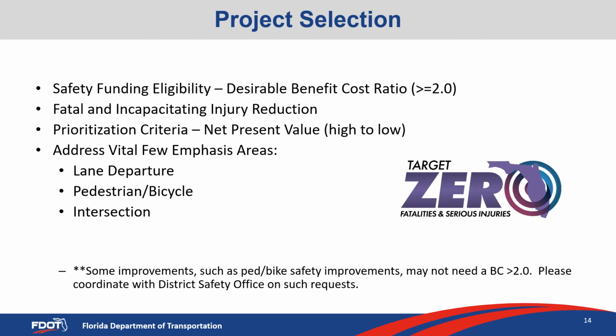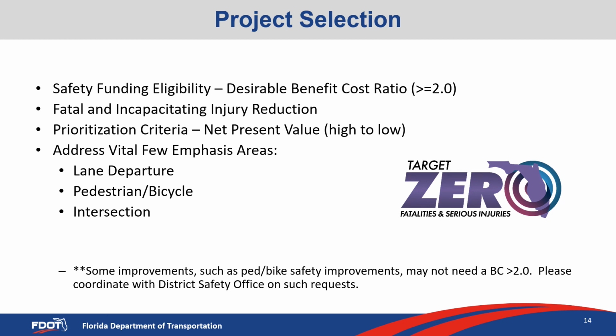Once the projects are submitted, FDOT District 4 will go through a review and selection process. This will be discussed in more detail again at the workshop in July, but a few key things to note. In order to be eligible for safety funding, it is desirable to have a benefit cost ratio greater than 2. Anything greater than 1 demonstrates a benefit to the project, but it is desirable to go greater than 2 in order to really significantly demonstrate the project's benefits.